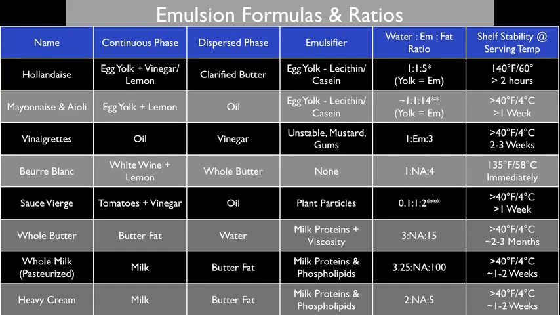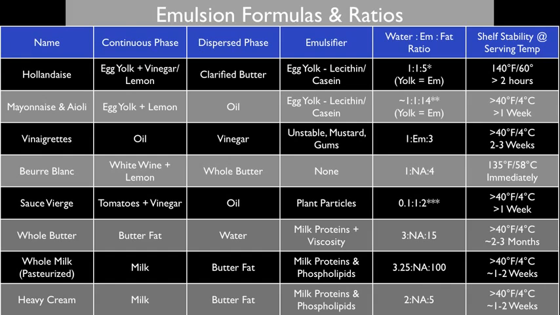certain emulsifications act. So, for example, look at the vinaigrette column. So vinaigrette, your continuous phase is actually oil, and your dispersed phase is vinegar, which makes this a water dispersed into fat, or a water in fat emulsion. And they're normally unstable unless you add mustard or some sort of food-grade gums.